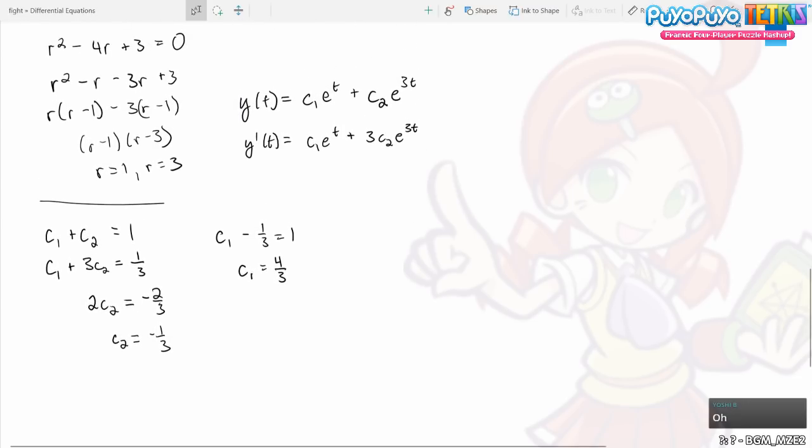Oh wait, it's not over yet. So I need to substitute these coefficients back into the general solution. So 4/3 e to the t plus 1/3.